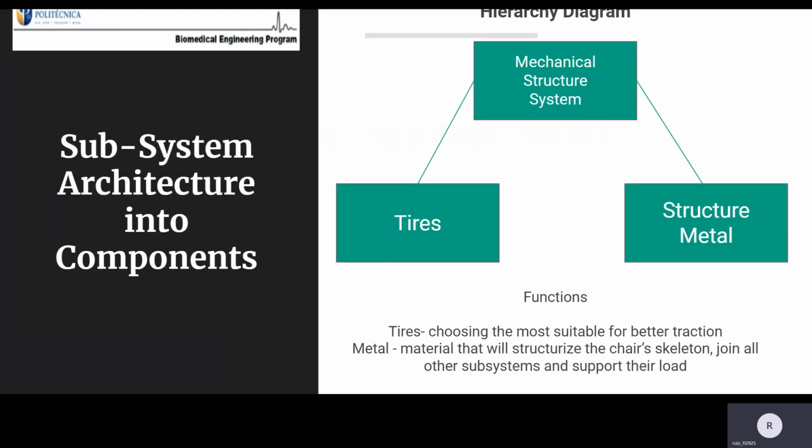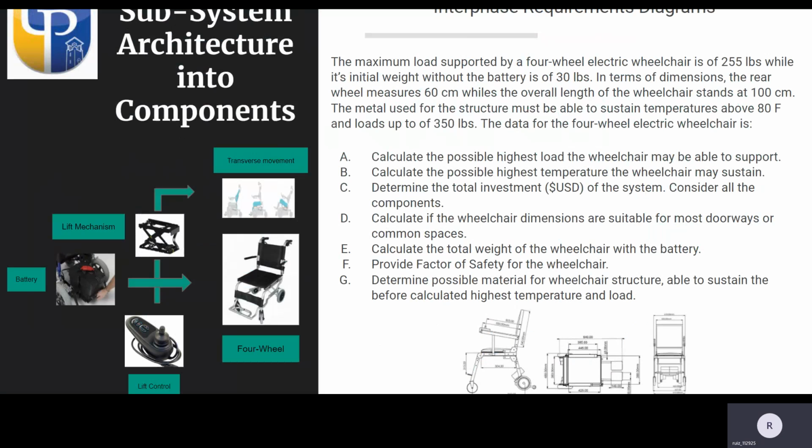For the hierarchy diagram, we need to look at two main things that are really important to the wheelchair: the tires and the structural metal. The tires are going to make the wheelchair move. They're going to provide the traction and they have to support the load of the person and the wheelchair. And the metal is what's going to bring together the structure, all other subsystems, the tires. They have to be able to join them all and support their load and the person's weight.